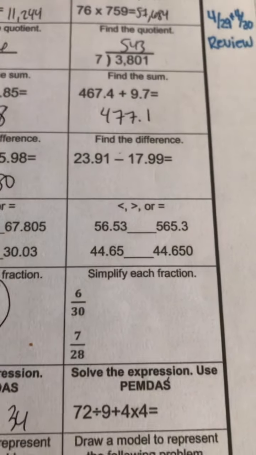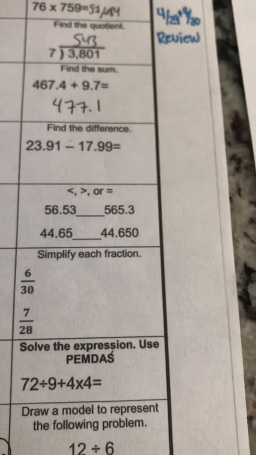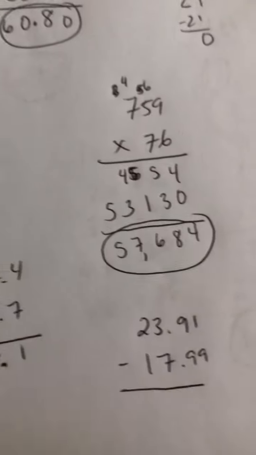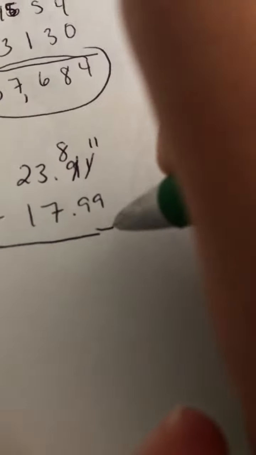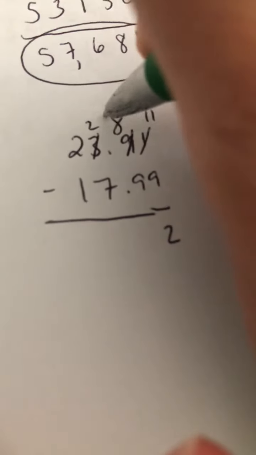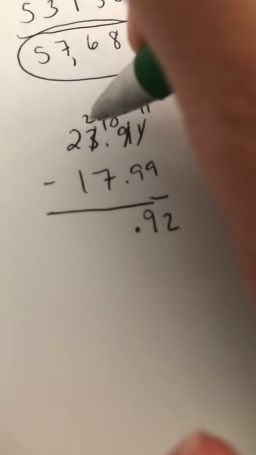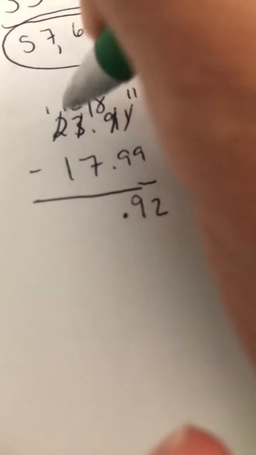Find the difference. 23 and 91 hundredths minus 17 and 99 hundredths. We've got 1 minus 9. I cannot do that, so I have to borrow. This becomes 11 minus 9 is 2. I cannot take 9 from 8, so I'm going to borrow again. 18 minus 9, bring my decimal down. 18 minus 9 is 9. Cannot take 7 from 2, so I'm going to borrow again. This becomes 12, and 12 minus 7 is 5. So my answer is 5 and 92 hundredths.